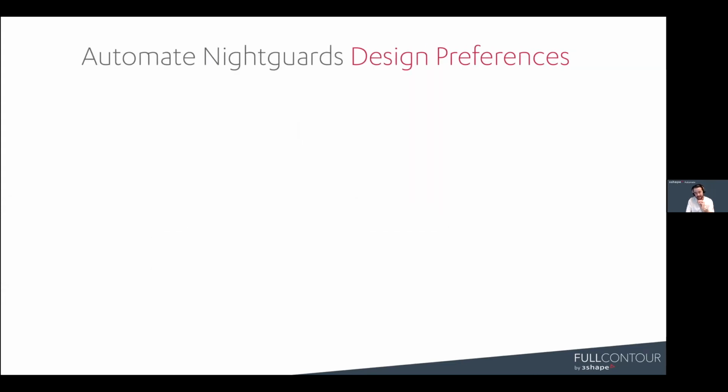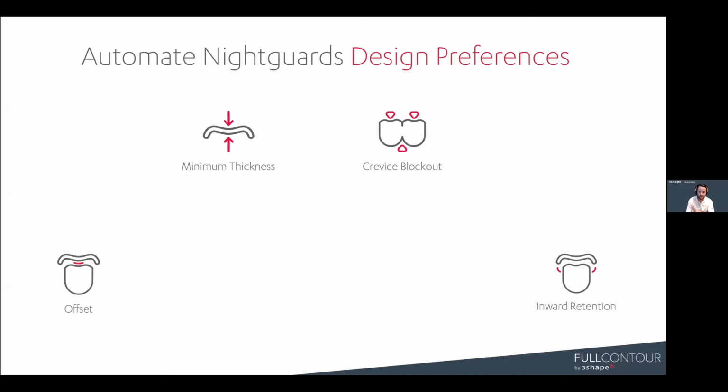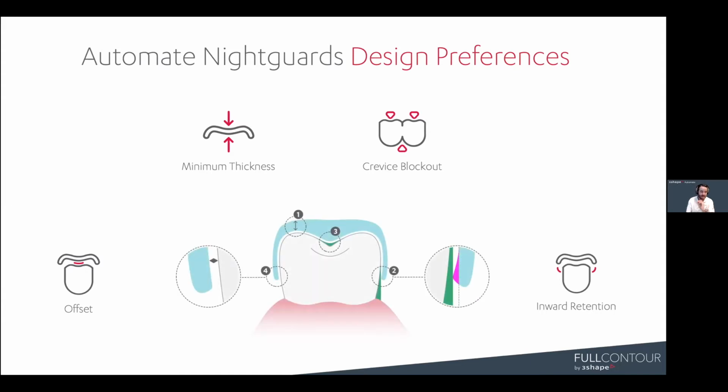So we're going to talk about design preferences. If you go to the Automate homepage, the upload page for the Nightguards, there's 4 parameters. And we're going to do a deep dive into these 4 parameters because they're really important in what they do and how they control the fit of your design and what's being accomplished. So we have offset, minimum thickness, crevice blockout, and inward retention. And here's a diagram. We have it in our instructions for use page on Automate. You can see this same diagram if you click on the upper right-hand corner of your Automate upload page, there's a little circle I, go to instructions for use, and you'll see this.